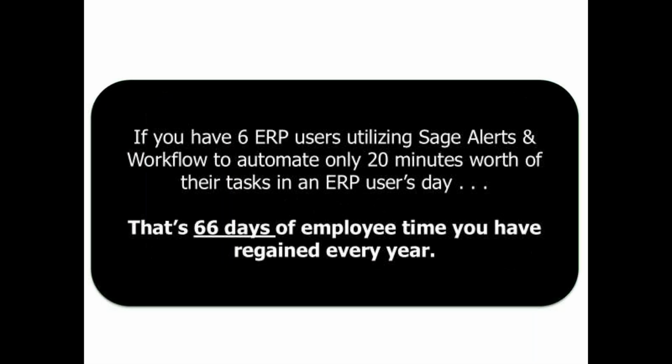With Sage Alerts and Workflow, you can greatly enhance the human capital that is available to your organization. For example, if you have 6 ERP users utilizing Sage Alerts and Workflow, and Alerts and Workflow automates only 20 minutes worth of their tasks that used to be done manually in a given day, at the end of the year, you're looking at 66 days of employee time that you have regained.